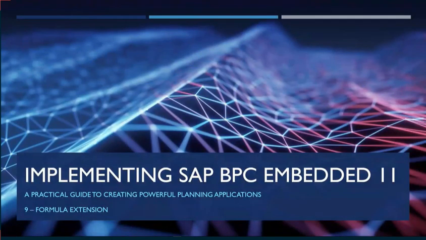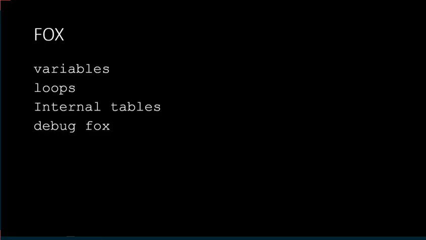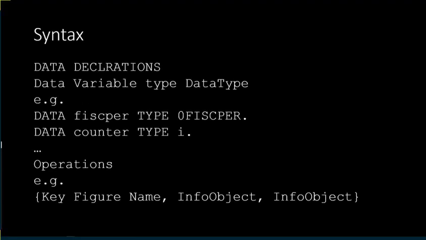From the single copy function we created in the previous chapter, we are now going to dive deeper into Fox. In this chapter, we are going to look at variables, loops, internal tables, and how to debug Fox. Fox code generally follows the following structure.